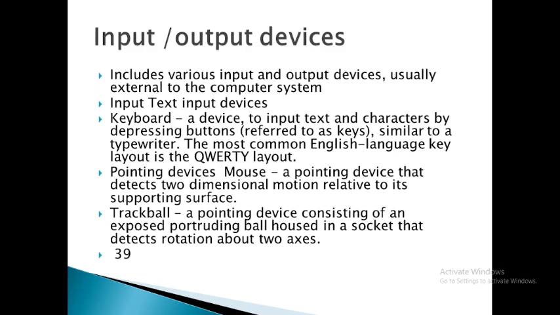The next group is the pointing devices. These are still input devices, but under the category of pointing devices. So number one, we have the mouse, which is a pointing device that detects two-dimensional motion relative to its supporting surface. It's used to point at objects on the screen.